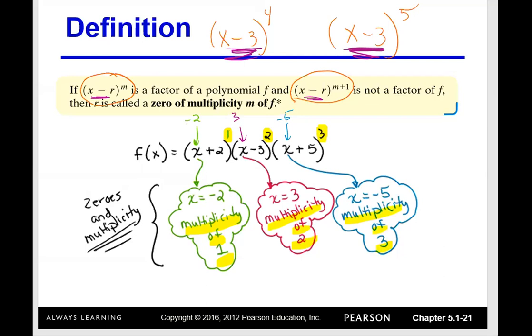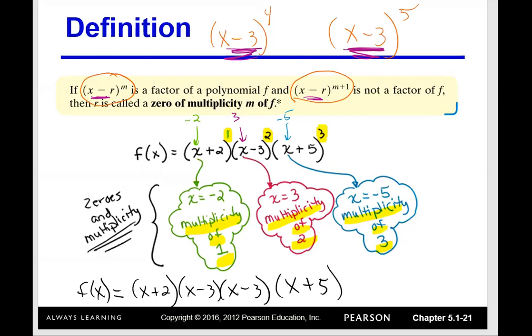Here's what they mean by multiplicity. This function, if I were to write it out so that I saw every single factor, I'd have an x plus 2 times, instead of writing x minus 3 squared, it's an x minus 3 times an x minus 3. And then instead of writing x plus 5 to the third, I could write x plus 5 times x plus 5 times x plus 5. But I'd still only have 3 zeros.